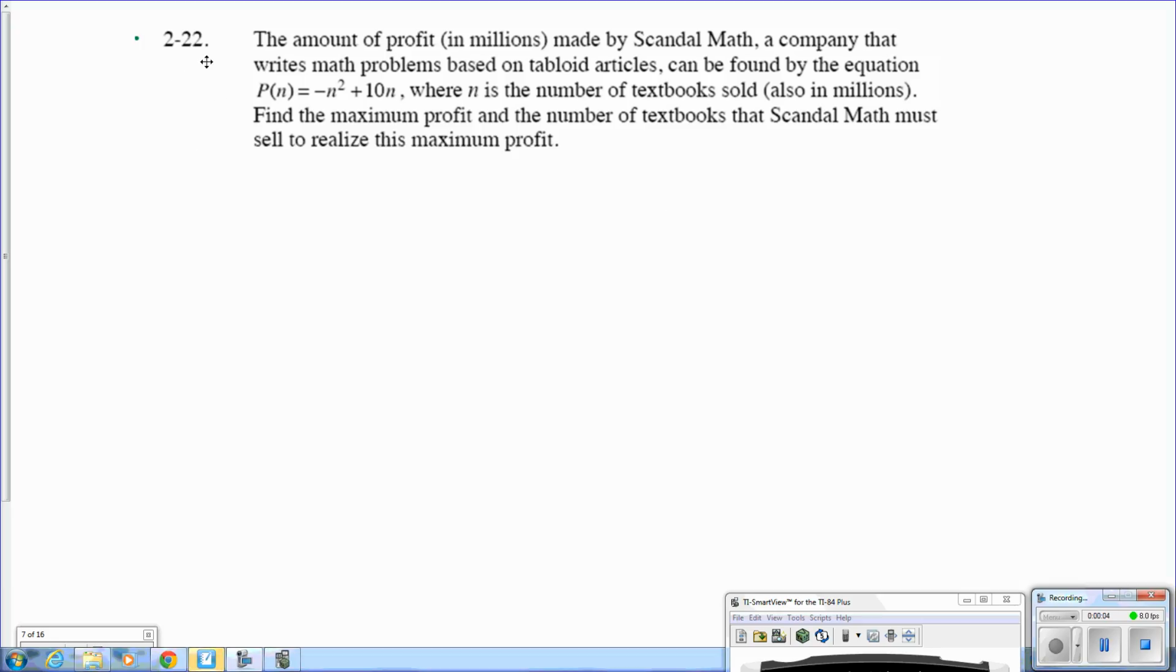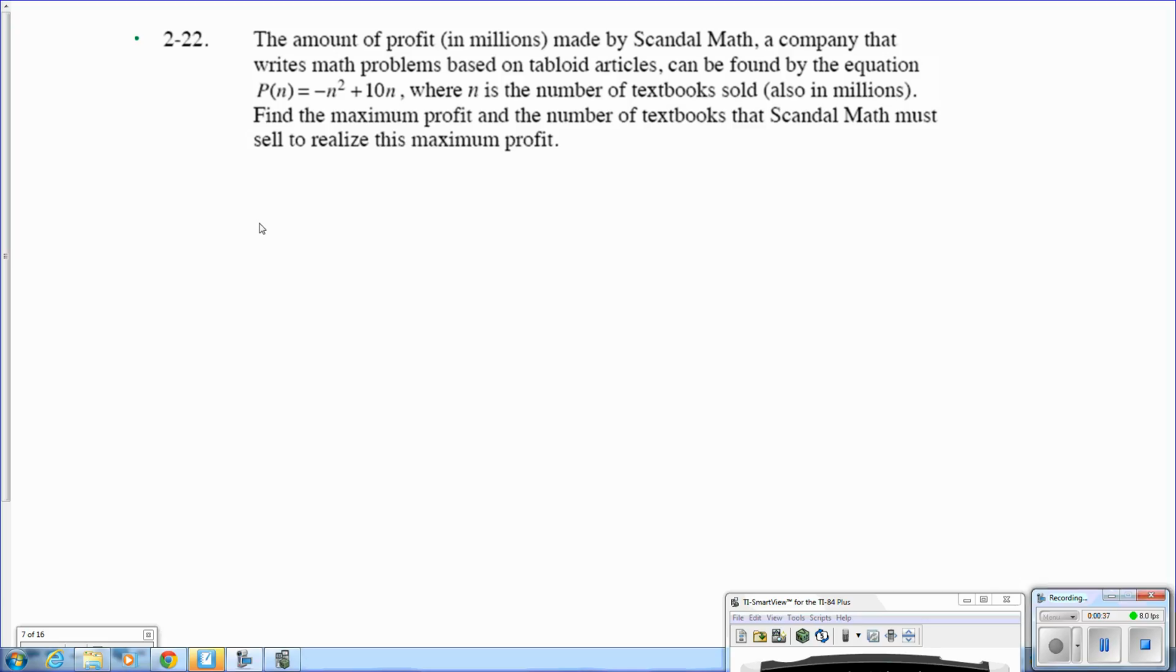Problem 2-22. The amount of profit in millions made by Scandal Math, a company that writes math problems based on tabloid articles, can be found by the equation P of n equals the opposite of n squared plus 10 times n, where n is the number of textbooks sold, also in millions. Find the maximum profit and the number of textbooks that Scandal Math must sell to realize this maximum profit.